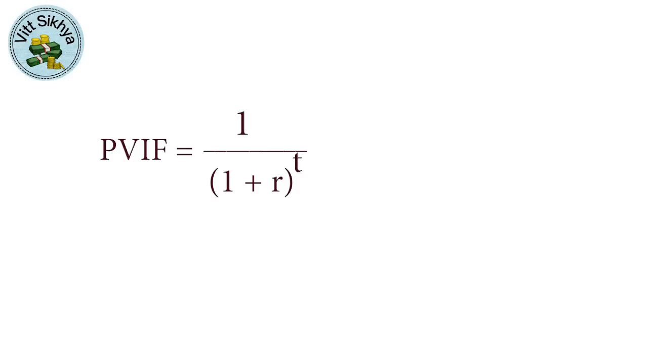And to get the discount factors for each cash flow, we use the present value interest factor or PVIF, which is equal to 1 over (1 plus R) raised to the power T. This helps us adjust future cash flows to today's value. Let's take a real example.